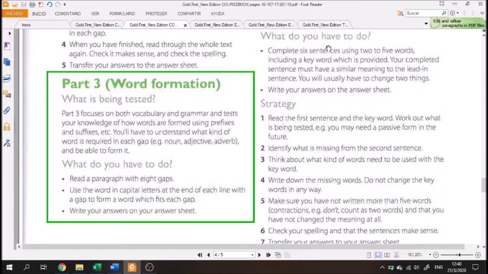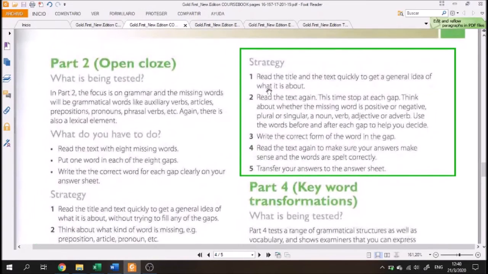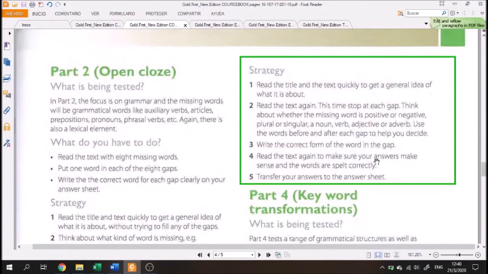Okay, so far so good. I'm going to move on to the strategy right here. Read the title and text quickly to get a general idea of what it is about. That's very important, guys. If you don't have a clear idea of what the text is about, you will not be able to realize when you need a negative or positive adjective. So it's very important to read the text carefully first and forget about the gaps at the first reading.